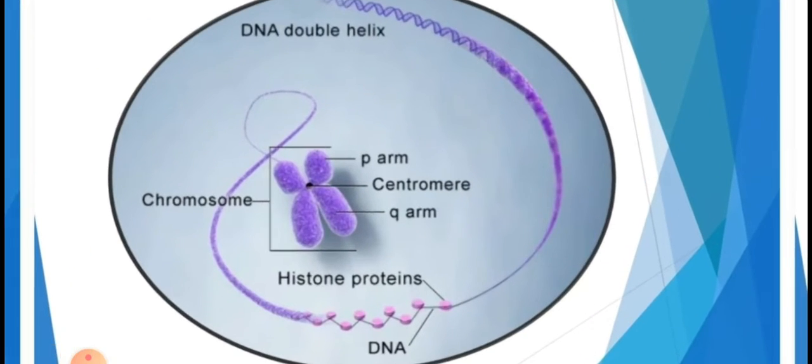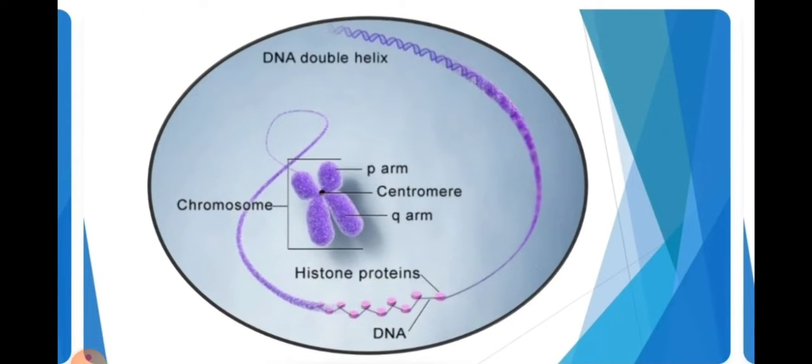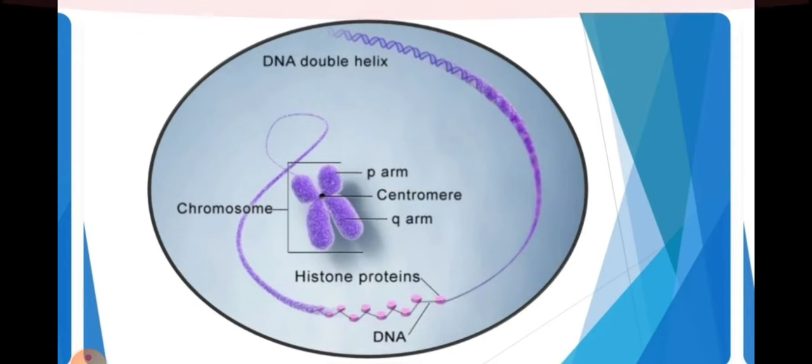Here you can see the structure of the chromosome. You can see the double helix structure of the DNA molecule, and this DNA molecule forms the chromosome structure. This chromosome has two arms, and the middle one is the centromere, and it has the P arm and Q arm. These are made from the DNA molecule and histone protein.